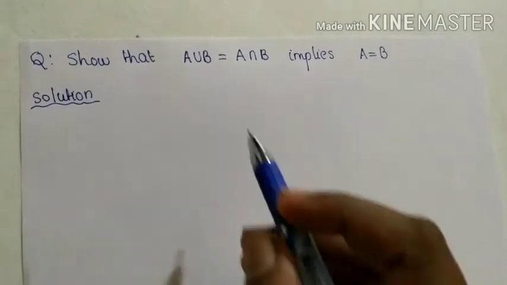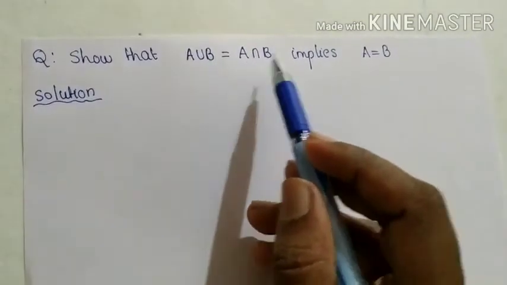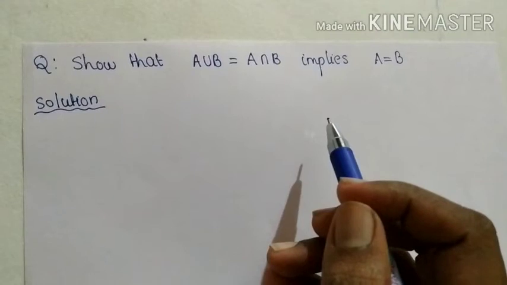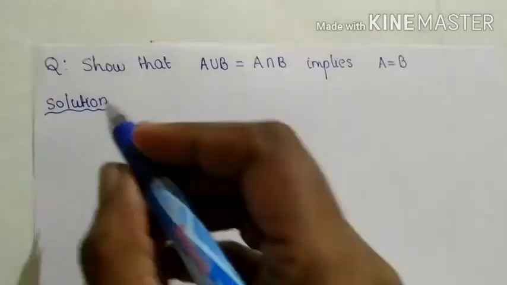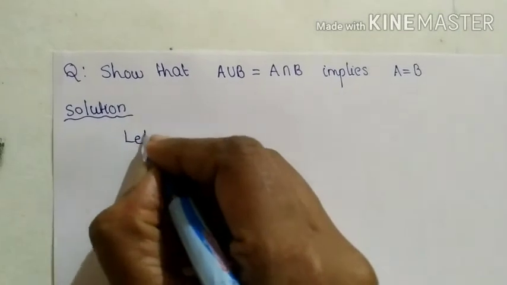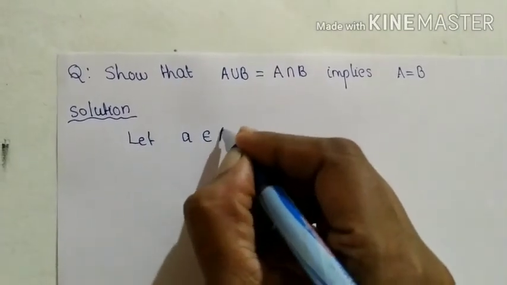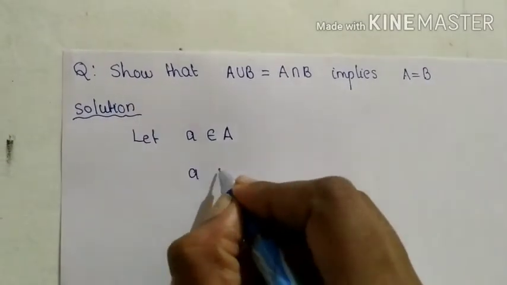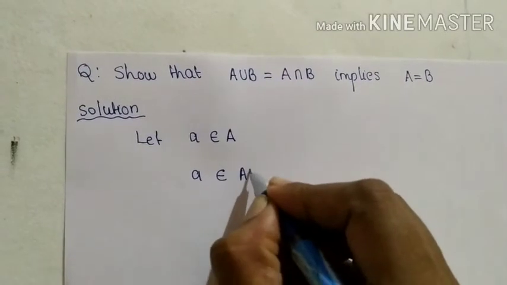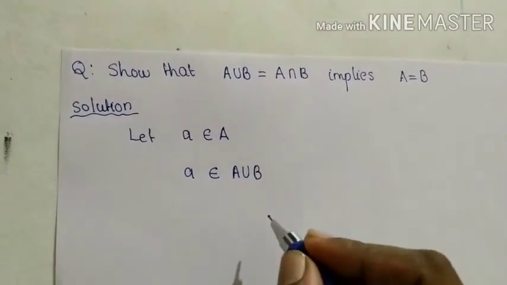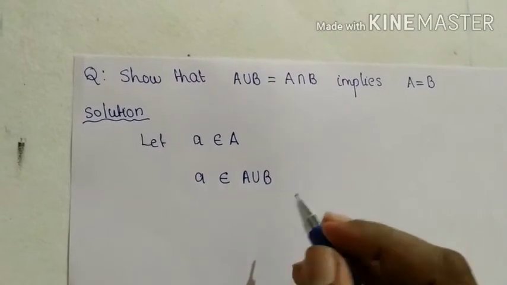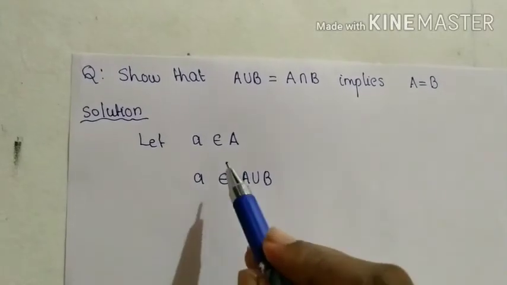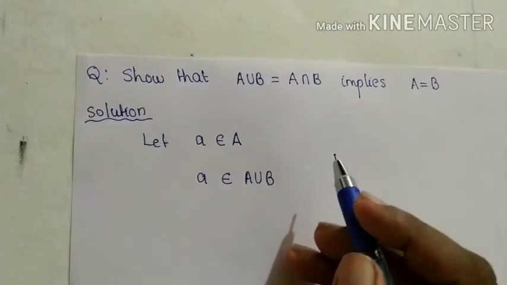In this question we need to show that A union B equal to A intersection B implies A equal to B. So let us start the solution of this question. First let us consider small letter a is an element of capital letter A. Then we can write a is an element of A union B. We know that A union B is the set which consists of all the elements of A and all the elements of B. So we can easily write it as a is an element of A union B.